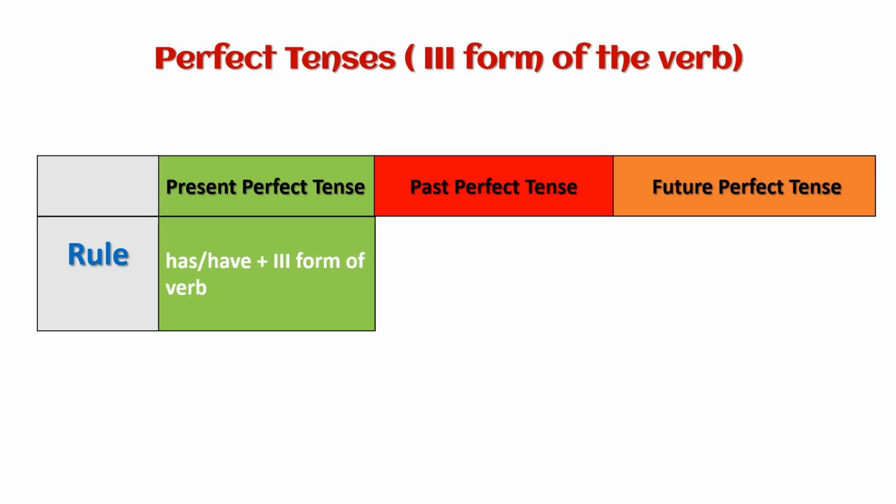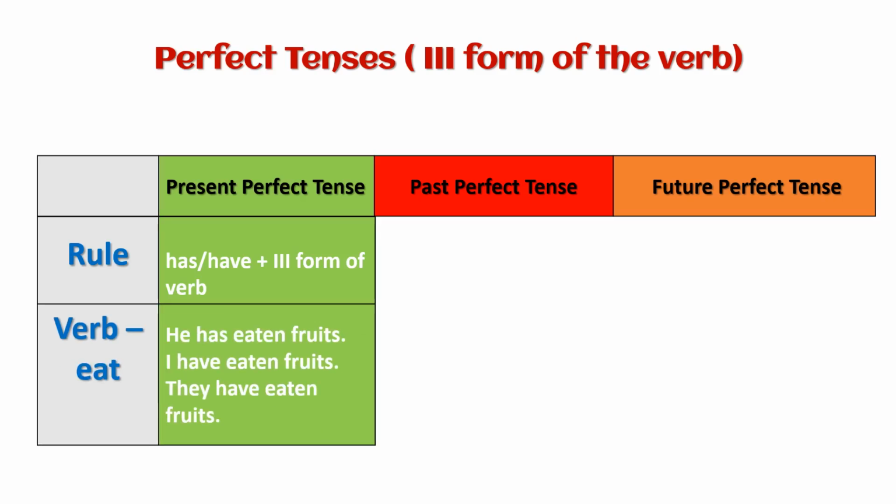लेकिन कौन सा helping verb? We will use either has or have. Has or have plus third form of the verb. So let us see the examples now. He has eaten fruits. I have eaten fruits. They have eaten fruits. So what have you noticed here? With singular subject like he, she, it, we use has.